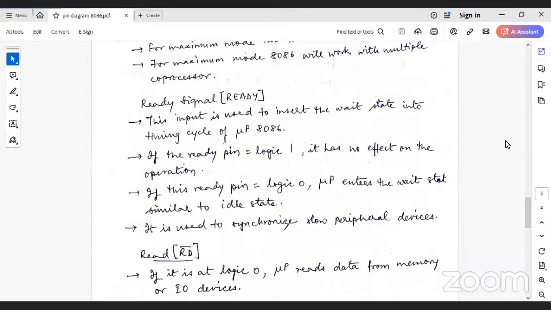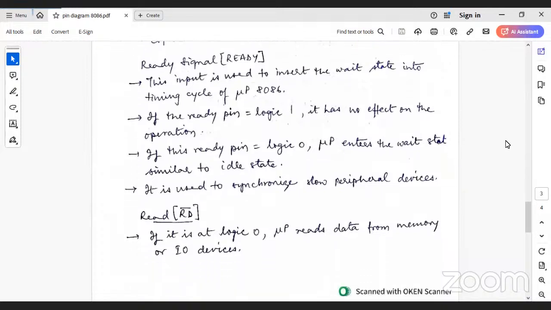If the ready pin is at logic 1, it has no effect on the operation. And if it is at logic 0, the microprocessor will enter a wait state similar to an idle state. Means there the processor is waiting. So it is the same meaning as it is designed to work. Logic 0 means it will insert the wait states or idle state into the processing of the microprocessor. So as I said, it is used to synchronize the slow peripheral devices.